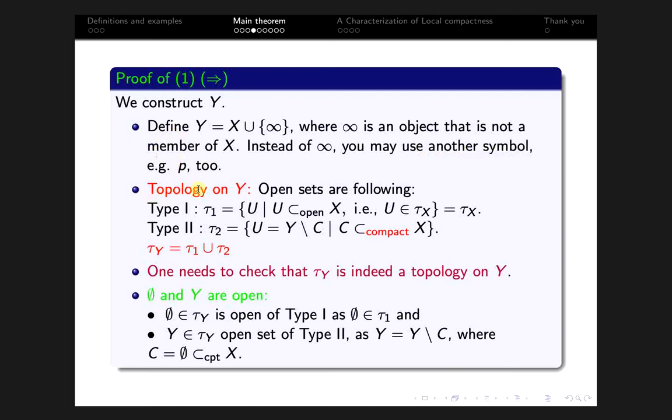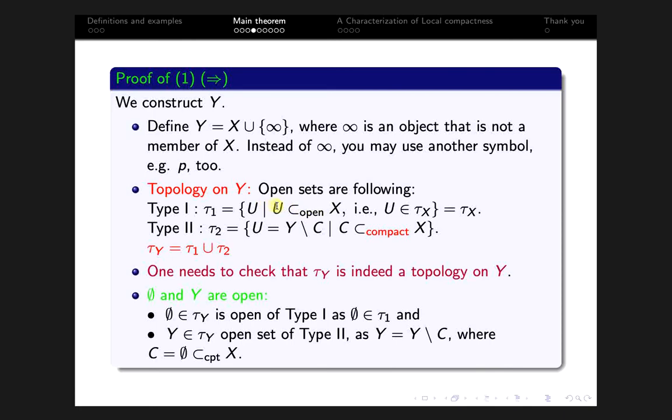Now we define the topology on Y by describing the open sets in Y. There are two types of open sets in Y. Type 1 is the set tau 1 equal to U such that U is an open subset of X.